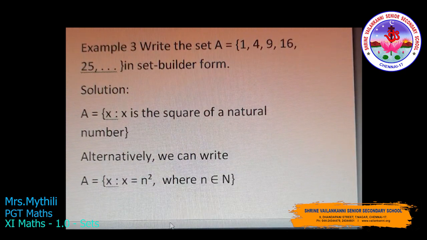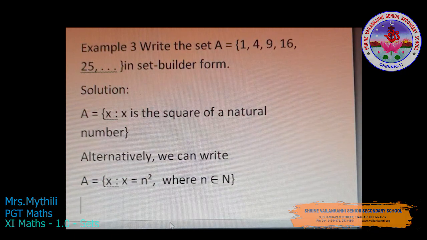So we learnt what a set is, its representations, and the two methods of writing a set: roster form and set builder form.